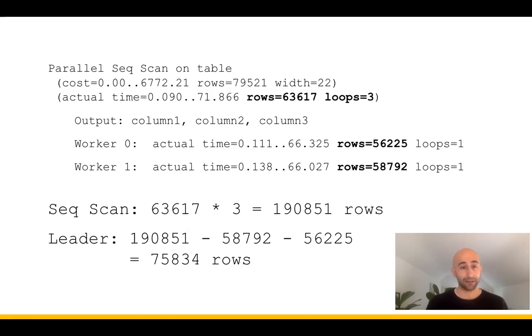The leader, or the main thread in this case, you can calculate its statistics by subtracting the workers. In this case, we're looking at the simple case of rows, and you can see that the leader's doing a bit more work than each of the workers, returning 76,000 rows in this case.